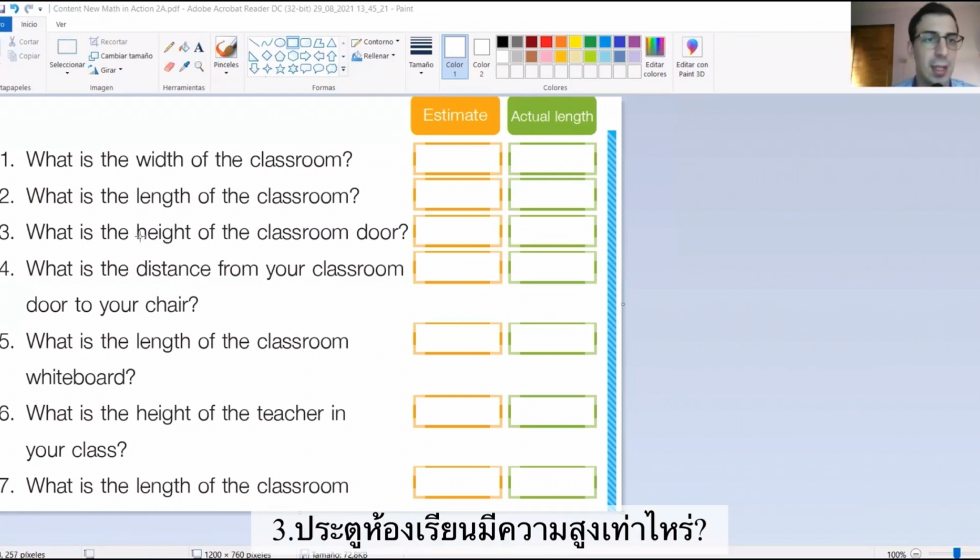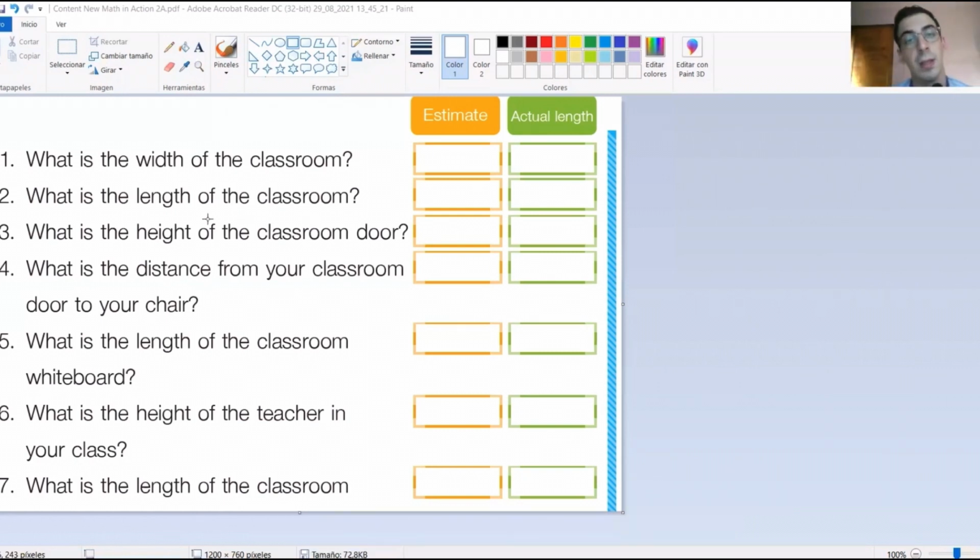Number 3, what is the height of the classroom door? Maybe you have the classroom door fresh in your mind. So try to guess how tall, what is the height of this door? Try to guess how many meters. Okay, 2 meters, 3 meters, how much do you think? Write it here, okay?